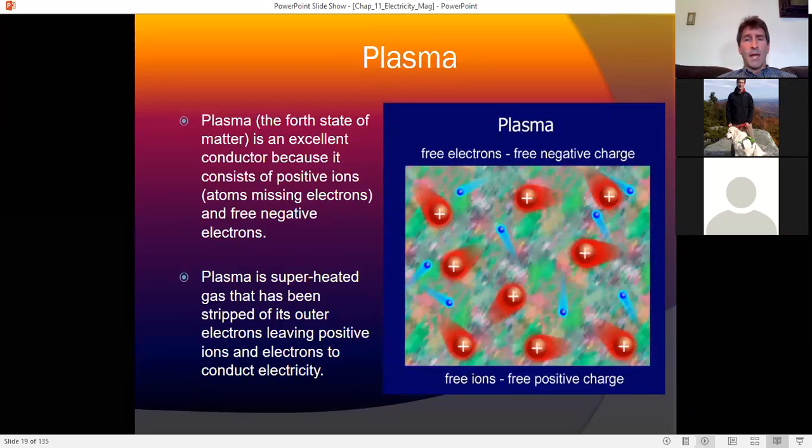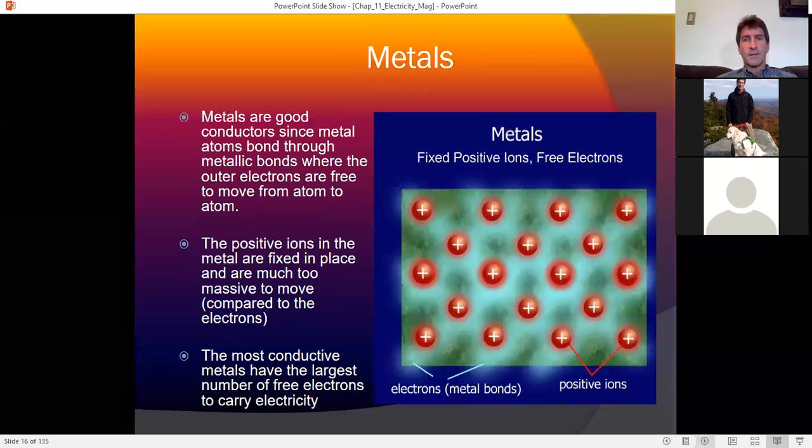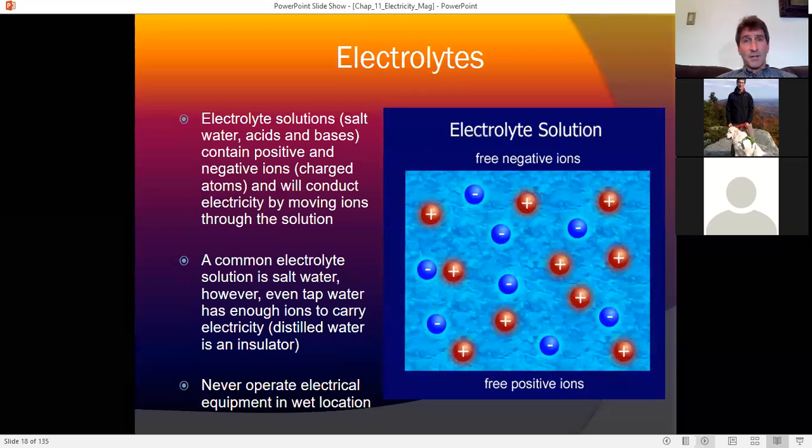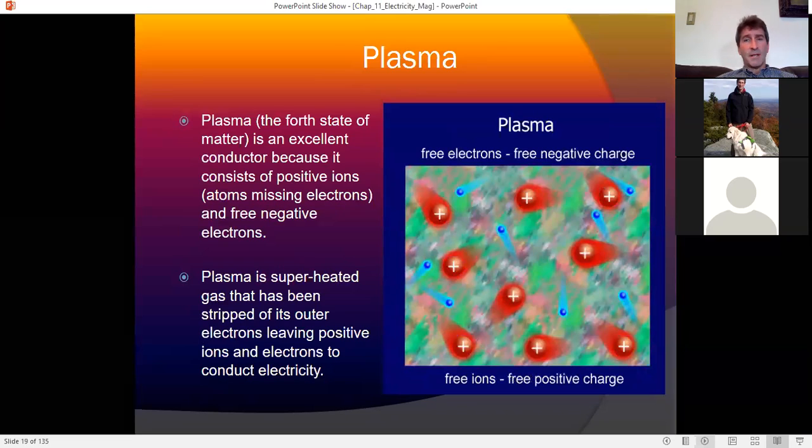Plasma is also a very good conductor. Plasma is not something that we come in contact with a lot. Any spark is plasma. If you ever do any welding, arc welding uses an arc of plasma to conduct the electricity and heat the metal to its melting point. So again, metals are good conductors. Electrolytes are good conductors. Plasma is a good conductor. In all of these, we have free charges that are able to move about.